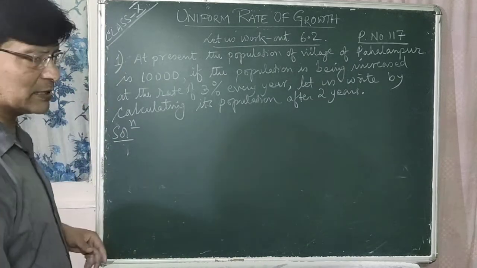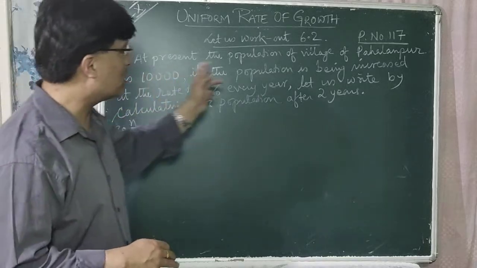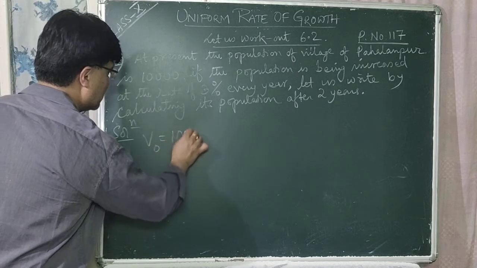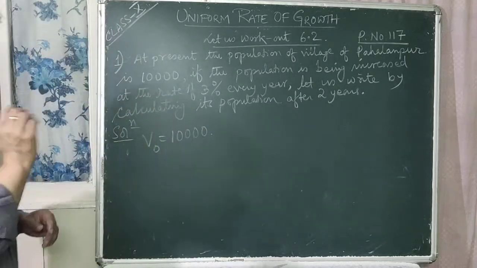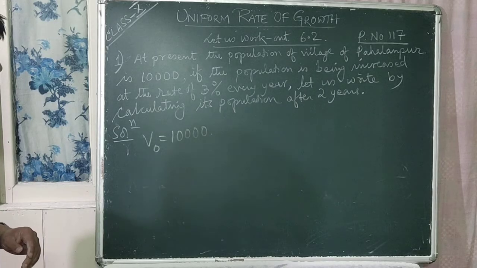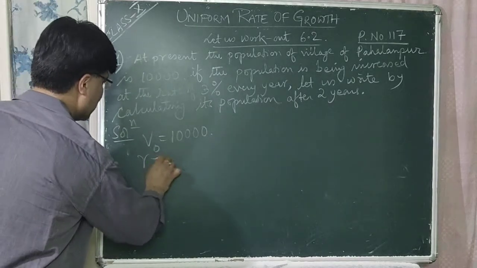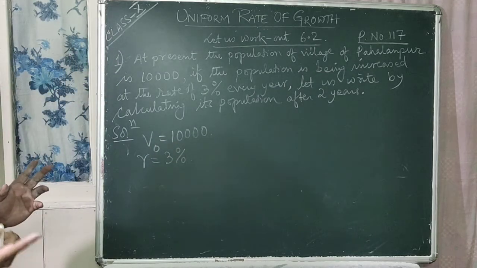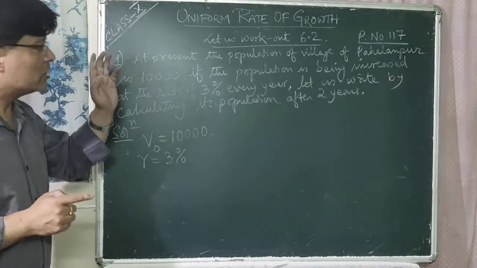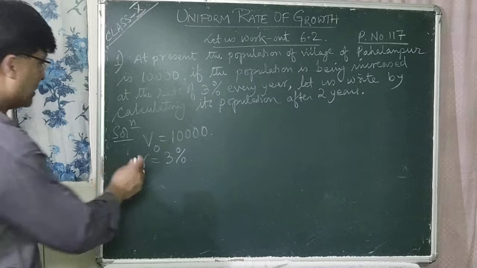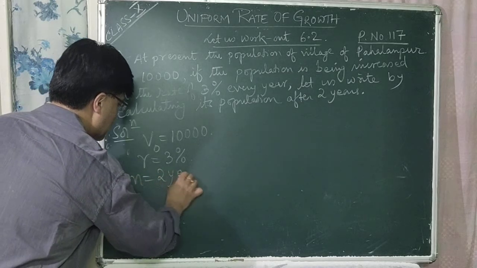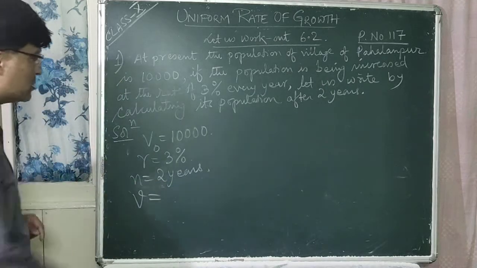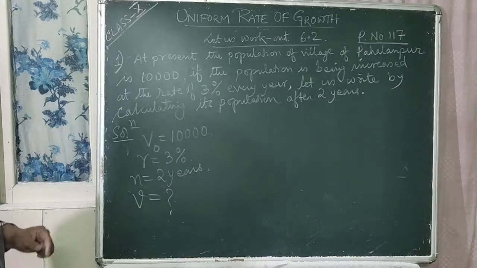Now at present, what is the population of the village of Pahalanpur? It is 10,000. That is the value for V0. V0 is equal to 10,000, right? V0 is the initial value of the population of a village. What is the rate here? Rate is equal to 3%. Every year it is increasing at the rate of 3%. So what will be the population after 2 years? That is n is equal to 2 years, and V is the question mark, right?